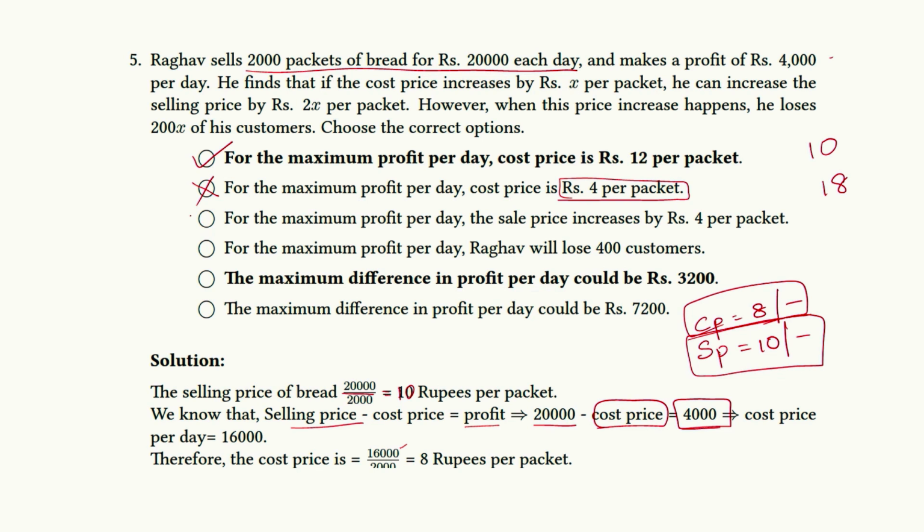So this is false. For the maximum profit per day, Raghav will lose 400 customers. This is also false. He will lose 800 customers. The maximum difference in profit per day could be rupees 3,200. Yeah, this is also what we calculated and this is true. Last option. The maximum difference in profit per day could be rupees 7,200. No, the difference is not 7,200. The maximum profit per day can be 7,200. Maximum difference can be only 3,200. So this is false.